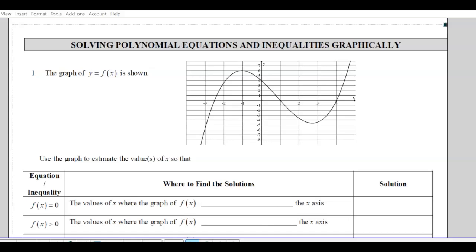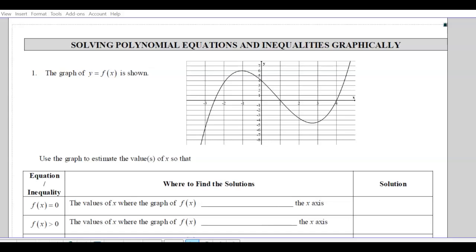Solving polynomial equations and inequalities graphically. We've already done something similar with quadratics. We've already done some of this. We're going to use our calculator sometimes. We've already talked about how to graph a polynomial function, so we don't necessarily have to use our calculator, because we know a lot more properties right now.